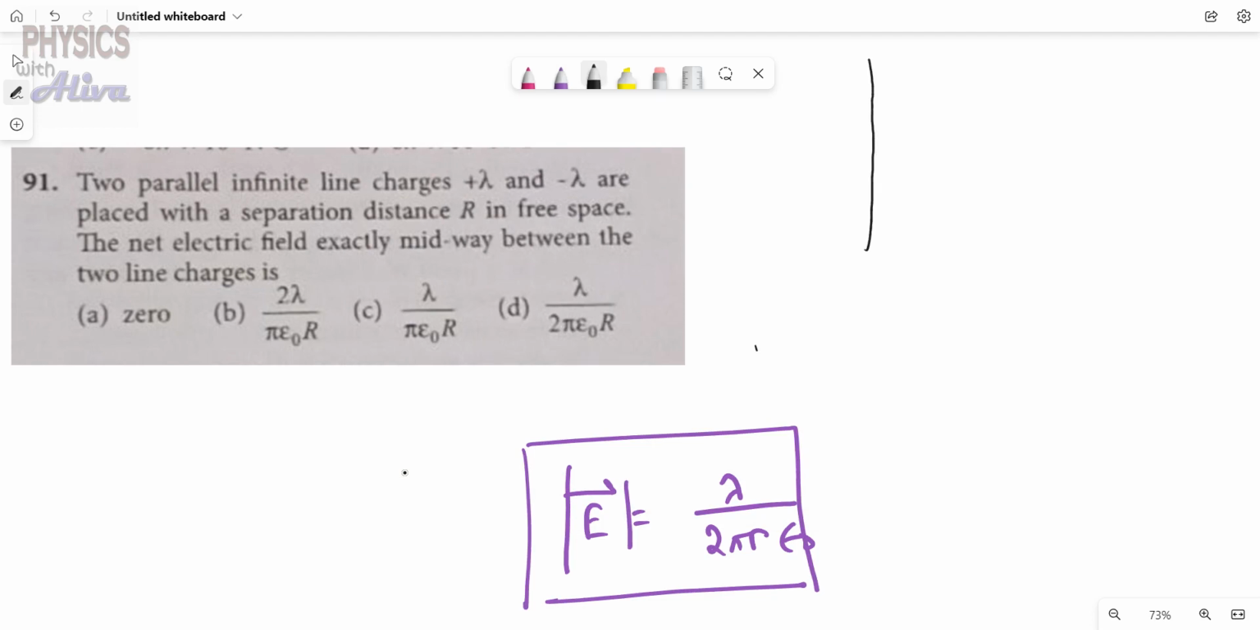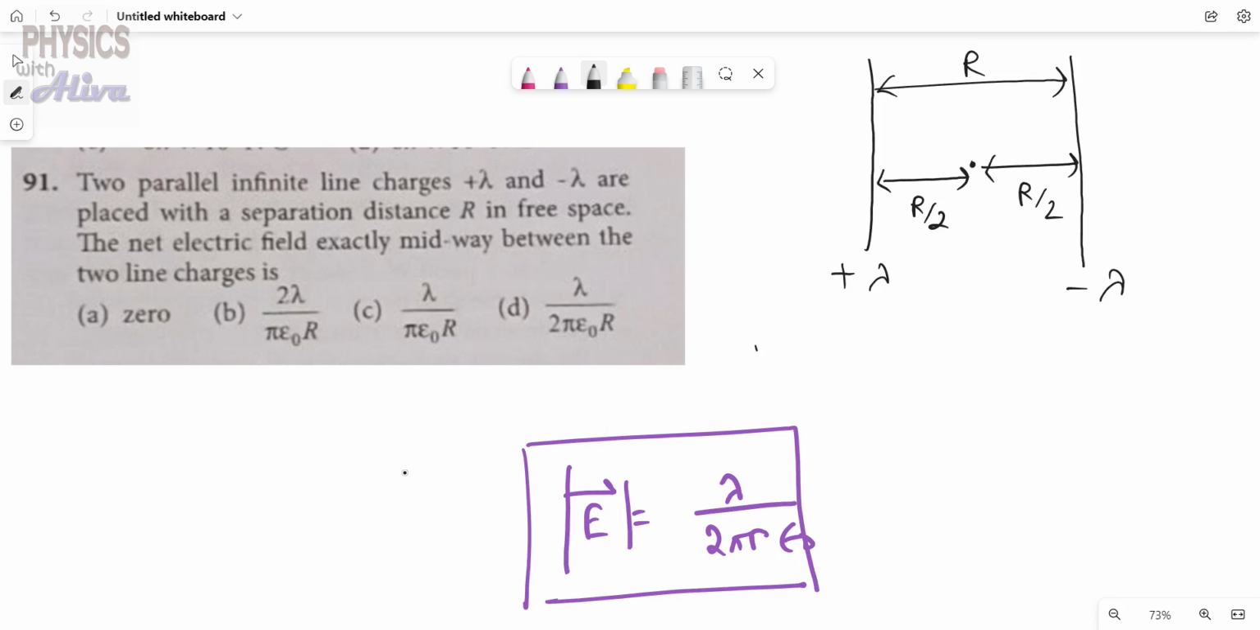In our problem, two parallel line charges are there. This is plus lambda, this is minus lambda. And the distance between them is R. And we have to calculate the electric field at the midpoint of the two line charges. This is the midpoint. So the distance from the first line charge is R by 2 and the distance from the second line charge is also R by 2.